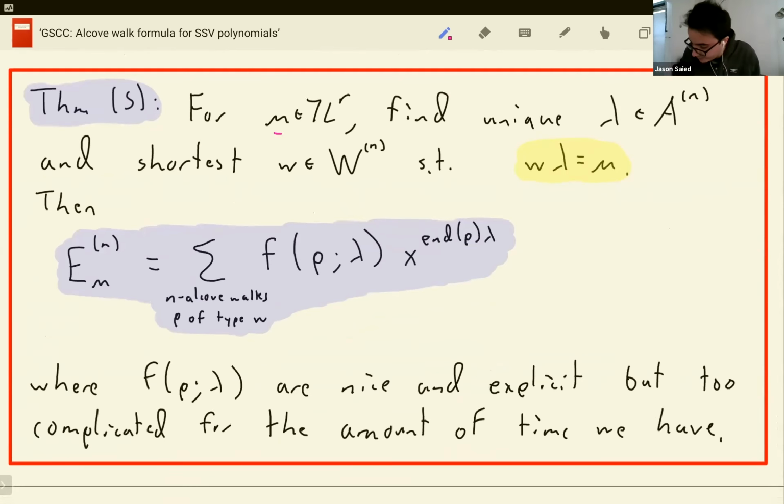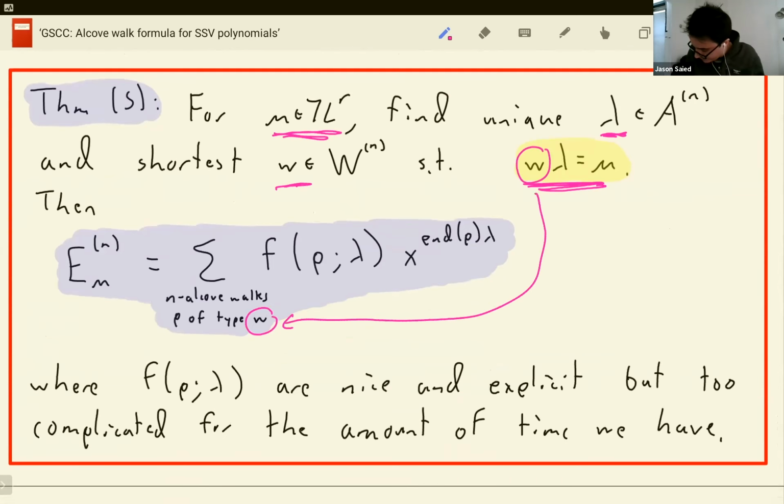So you have some integer tuple mu, and you can find a lambda in the fundamental alcove and a w that takes lambda to mu. And then the formula for E mu is just the sum over alcove walks of type W, same W, of some coefficients that I'm not going to give here, times X, where the power of X depends on the endpoint of the alcove walk.